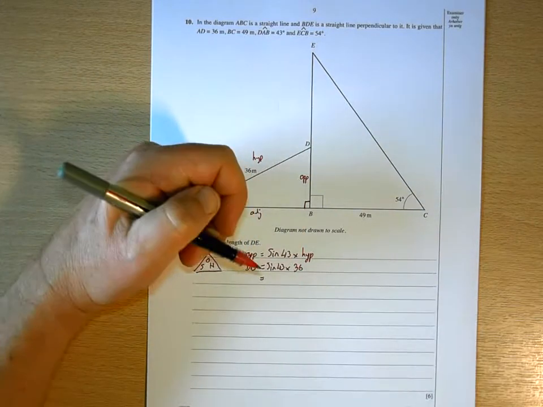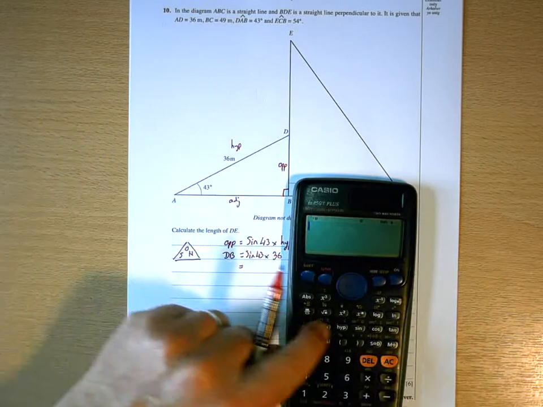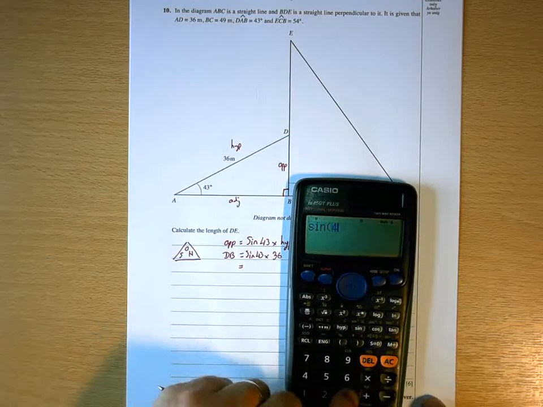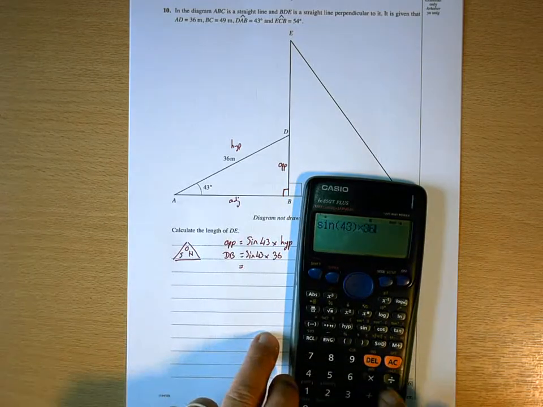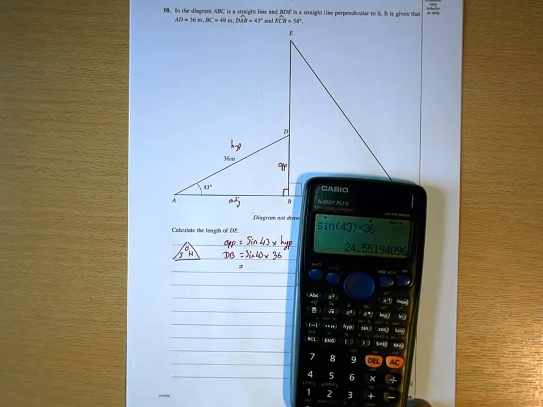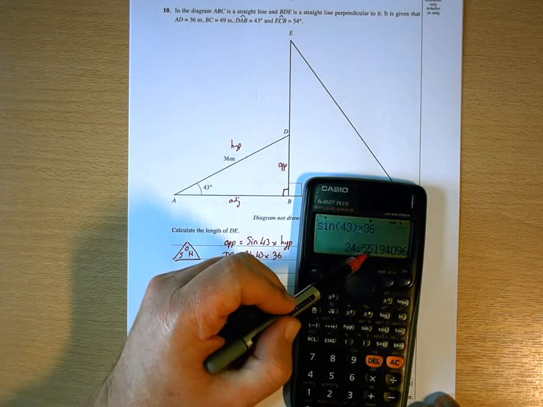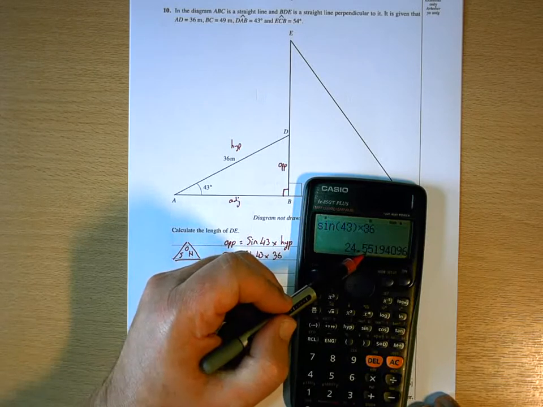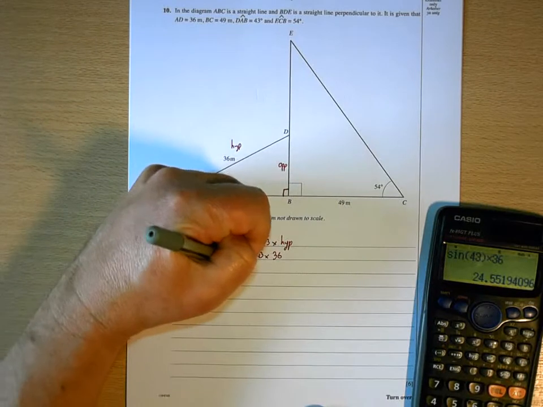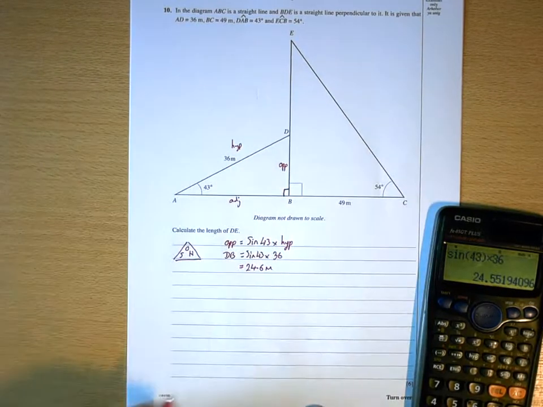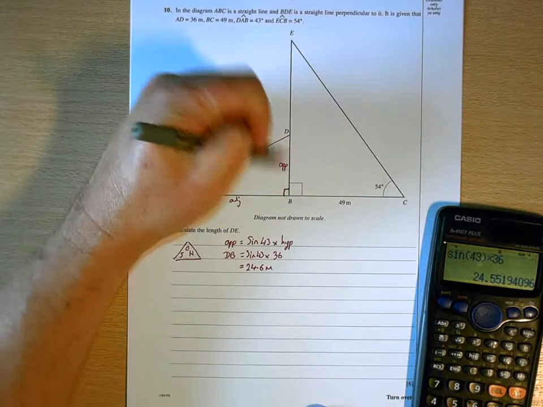So putting that into our calculator, again exactly as we see it, we're going to have sine 43, close the bracket to show we finished work with the angle, times 36, and that equals 24 point, and the 1 decimal place is 5, the next one is 5 or more, so that rounds up to 24.6 meters. So we know that from D to B is 24.6.